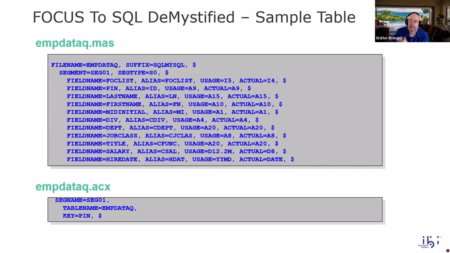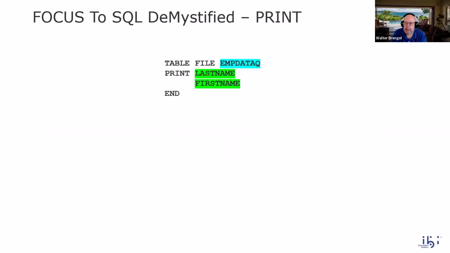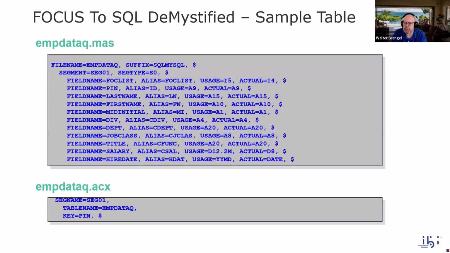Okay. So in this example, I have two focus files that I translated into SQL. So I have empdata, which I translated to empdataQ, which is my relational version, and I'm using MySQL. So I have my master file and my access file. I have a training queue also, which I'm going to also show you because I wanted to show you an example of a join.